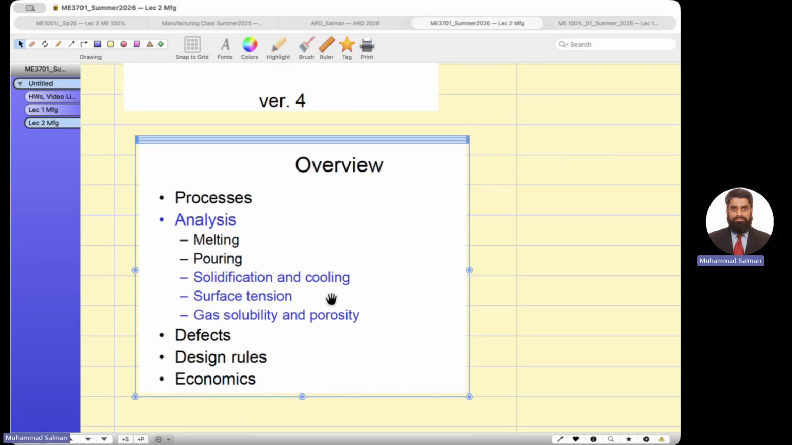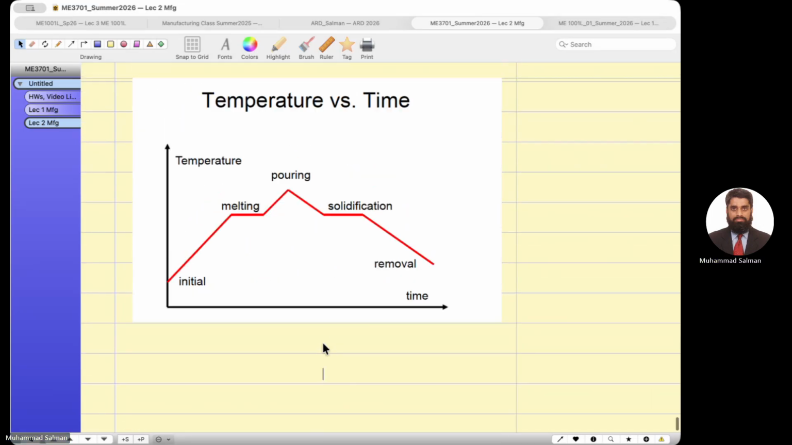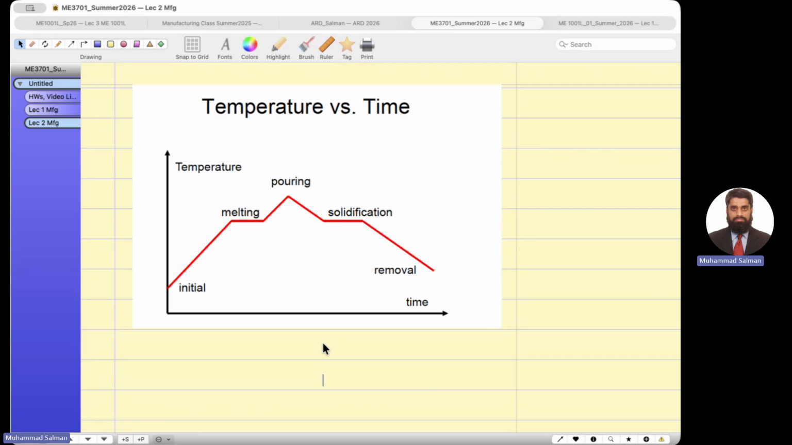So now we are going to understand solidification and cooling. Usually, in most cases, we consider the time, surface tension, gas solubility, and porosity, how porous it is. We already understood this temperature graph: we melt the metal from the initial temperature to the melting point, and then we keep giving heat until it becomes a little bit hotter than the melting point, the pouring temperature.